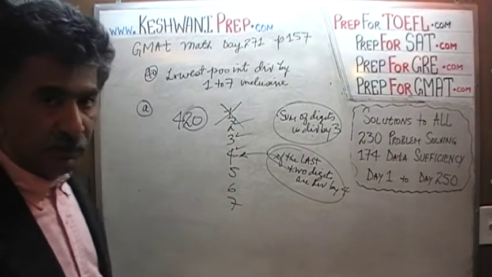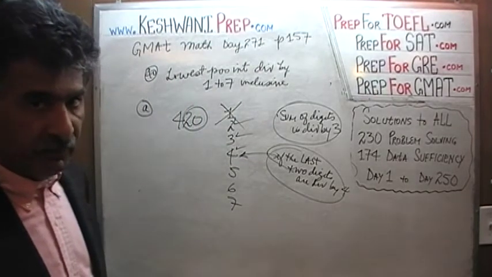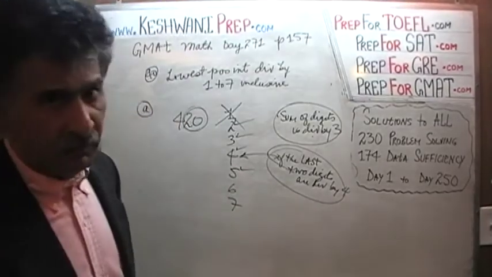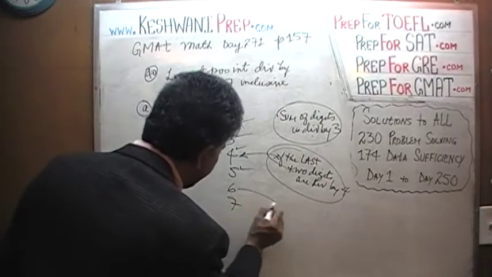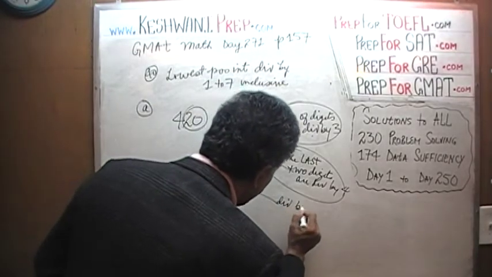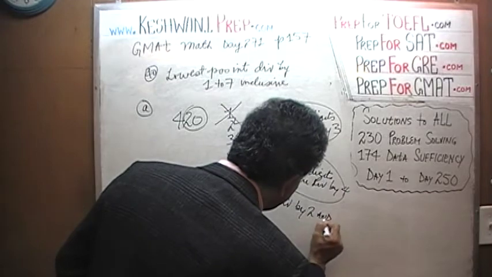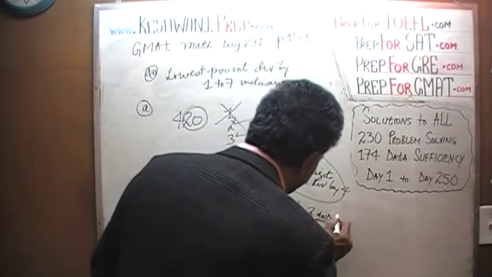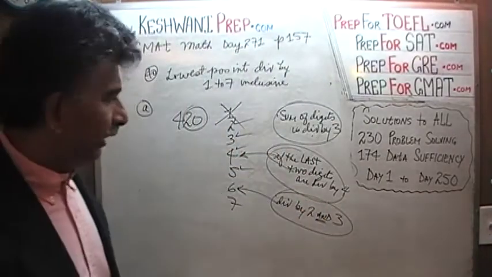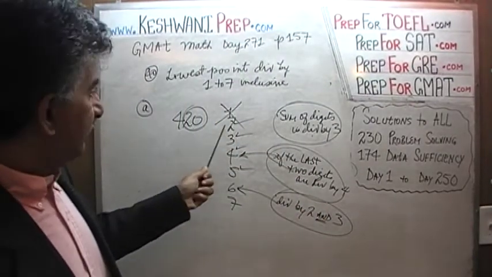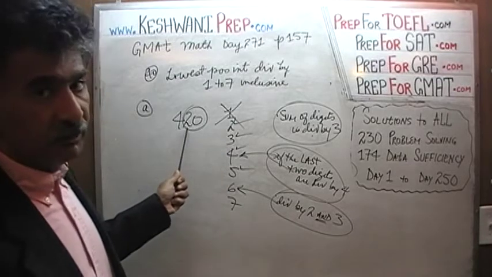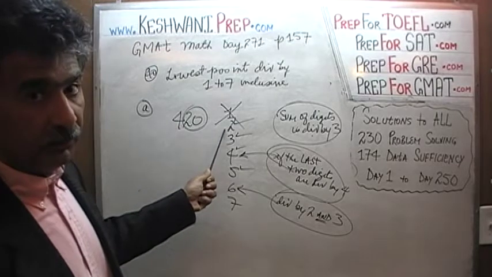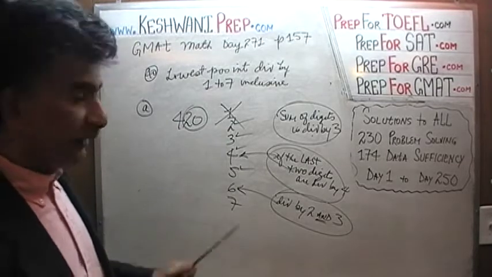How do we know if a number is divisible by 5? Well, a number is divisible by 5 if it ends in a 0 or a 5. This ends in a 0, so it is divisible by 5. How do we know if a number is divisible by 6? A number is divisible by 6 if it's divisible by 2 and 3. We already established that this is an even number, which means it's divisible by 2. We already established that the sum of the digits is 6, which is divisible by 3. So it's divisible by 2 and 3, which means it's divisible by 6.